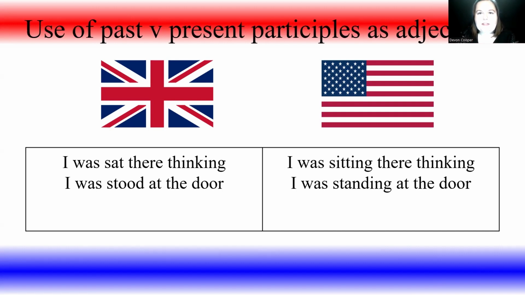Use of past versus present participles as adjectives. So this is something, and so fun, the personal story, something that I've noticed. There's a YouTuber that I watch a lot, and she is American. She lives in Florida, but she just recently got married, and her husband is British, right? And so she's been spending a lot of time with him and his family, and England, I believe, is where he's from. And so she has started saying things like, I was sat there thinking, or I was stood at the door. And these are very British expressions, right? In American English, we tend to say, I was sitting there thinking, I was standing at the door.